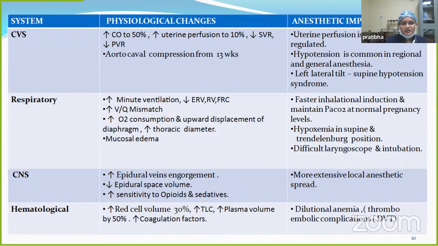hematological system, there will be an increase in red cell volume of about 30%, an increase in total leukocyte counts, which is normal, an increase in plasma volume by 50%, and an increase in coagulation factors. There will be dilutional anemia and thromboembolic complications like deep vein thrombosis. The red cell volume increases, but the increase in plasma volume is more drastic than that of red cell volume, so this leads to dilutional anemia.